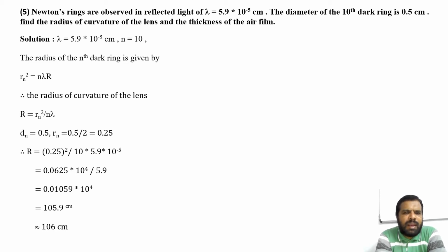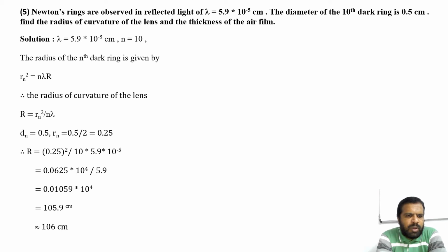Radius of the nth dark ring is given by Rn square is equal to n lambda r. Therefore, the radius of curvature of the lens r is equal to Rn square divided by n lambda. dn is equal to 0.5. Rn is equal to 0.5 divided by 2, that is equal to 0.25. Therefore, r is equal to 0.25 whole square divided by 10 into 5.9 into 10 raised to minus 5.